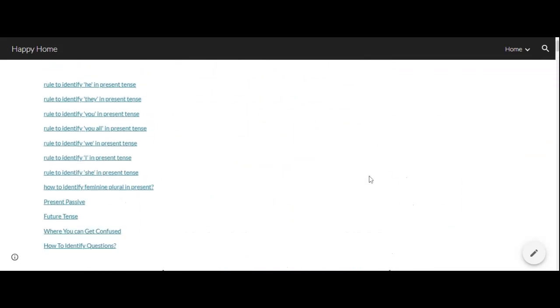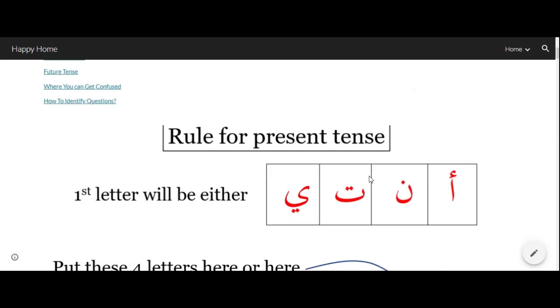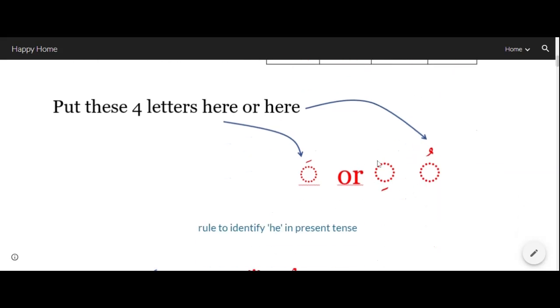And let us go to the present tense. The general indication of present tense is that it will have one of the four letters in the beginning. The first letter will be either one of these four letters: Aleph, Noon, Ta, or Ya. And these four letters will have either of these two patterns. This means that the first letter will have Fatah, or the other letters will have Dhamma or Kasra, mostly.